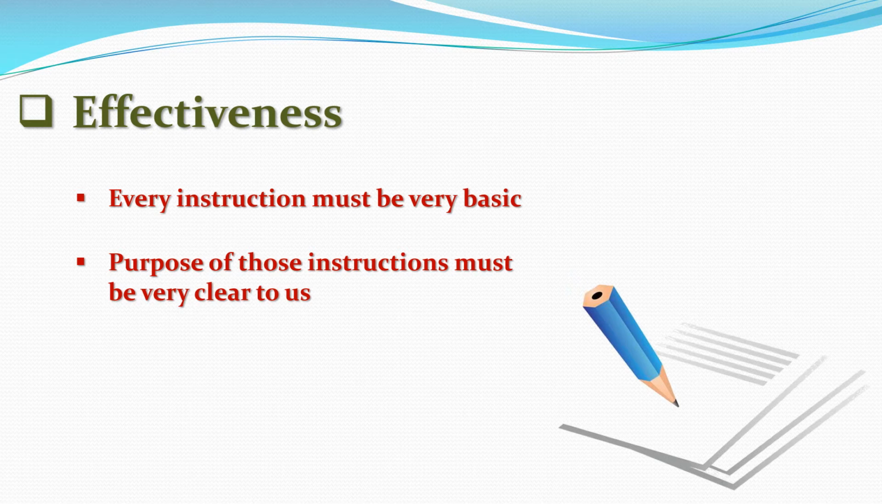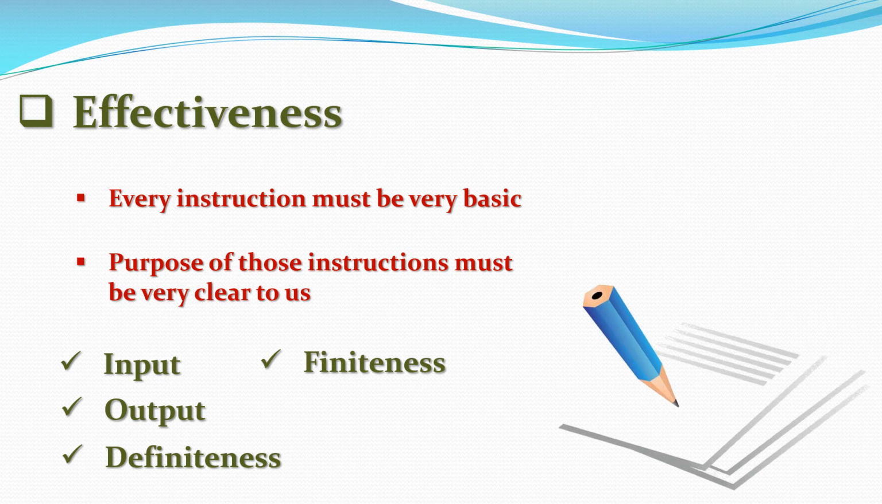So, input, output, definiteness, finiteness, effectiveness. These are the 5 properties an algorithm should have. So, in this way, we have defined what an algorithm is. Thanks.